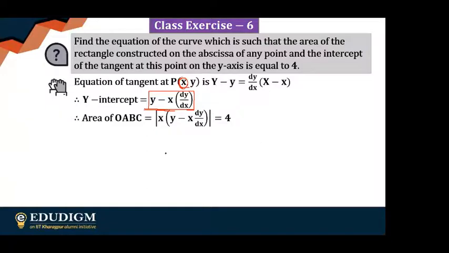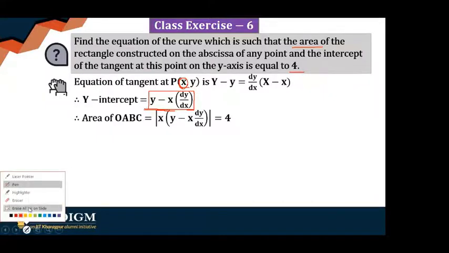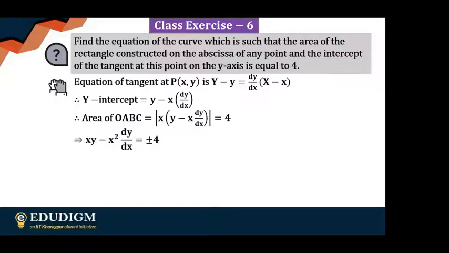And we have taken this modular sign because you don't know whether the intercept will be positive or negative, or I don't know how the point of contact will be. So I hope this is okay with all of you. Now what I have found out is this area. I have equated it to 4 and I'm done with this. All right. Now you have your differential equation.